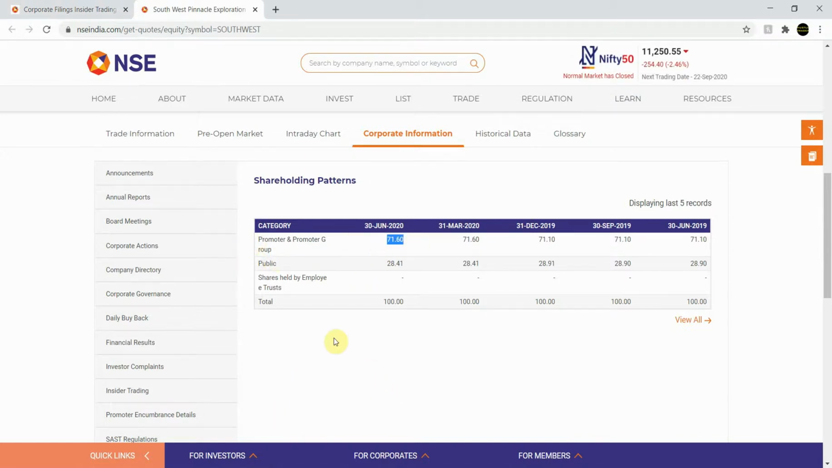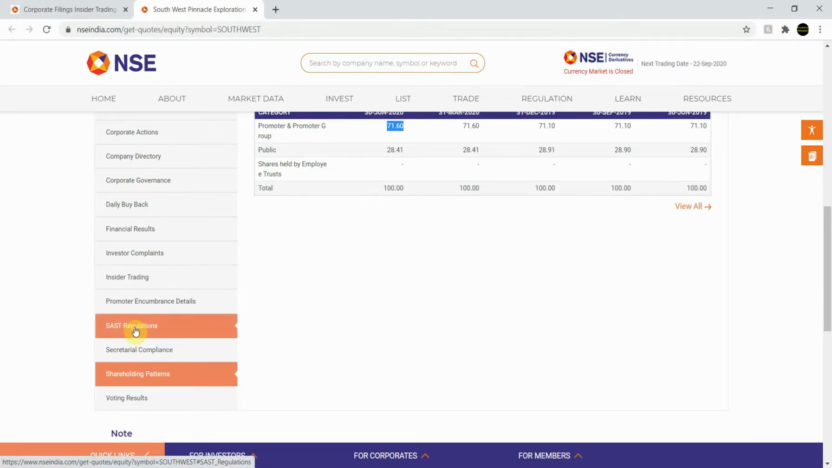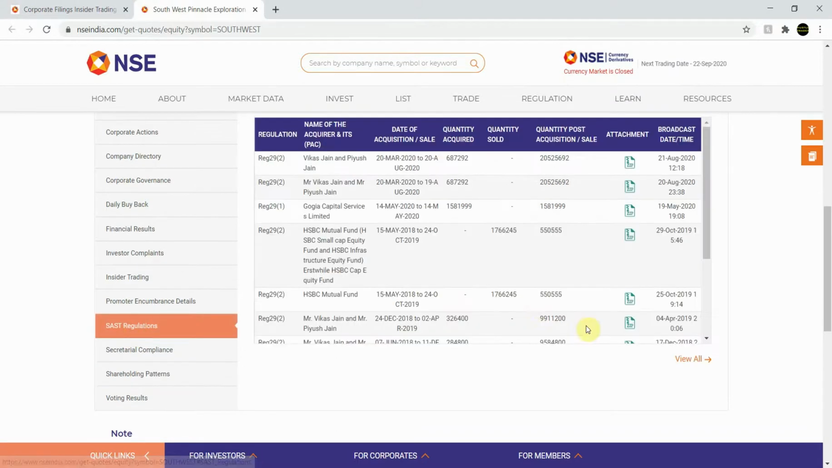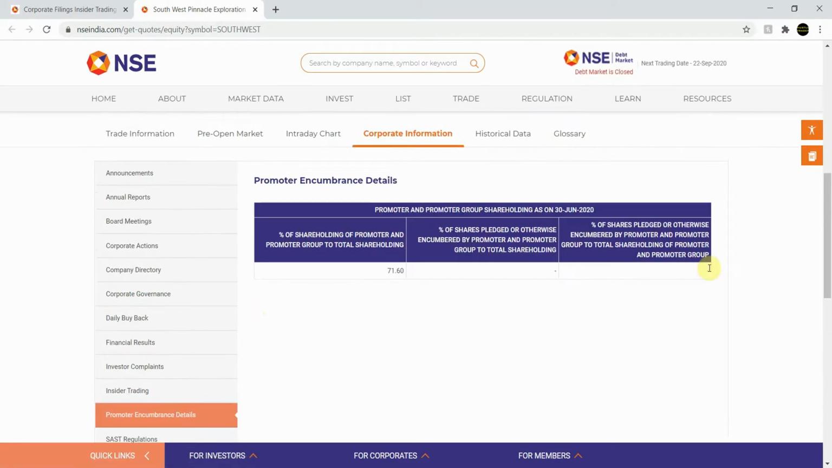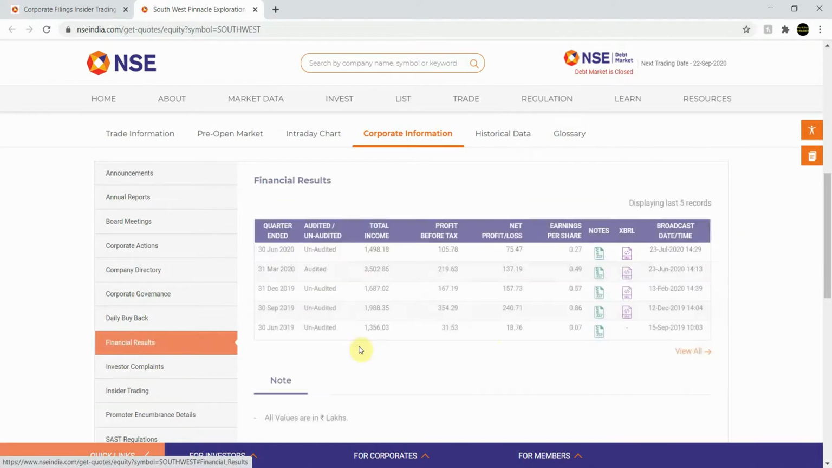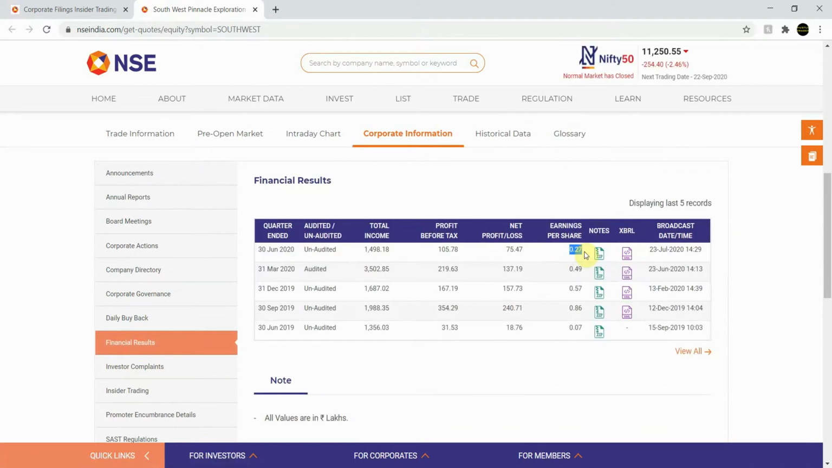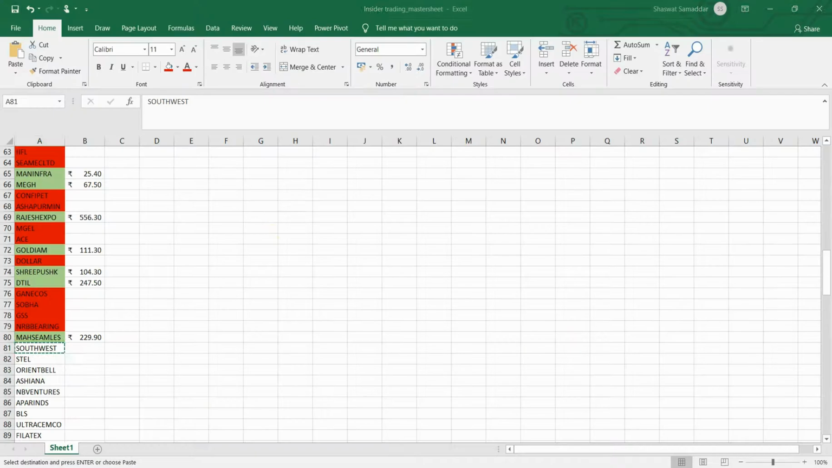So the shareholding pattern looks good. It's greater than 50%. Next on the list is SAST regulation. No selling has been reported in the recent 6 months. Let's check the pledging. There is 0% pledging. I'll check the earnings per share, that is optional. The earnings per share is positive, that's good. So it fulfills all the four criteria. Let me quickly color code it as green once again.